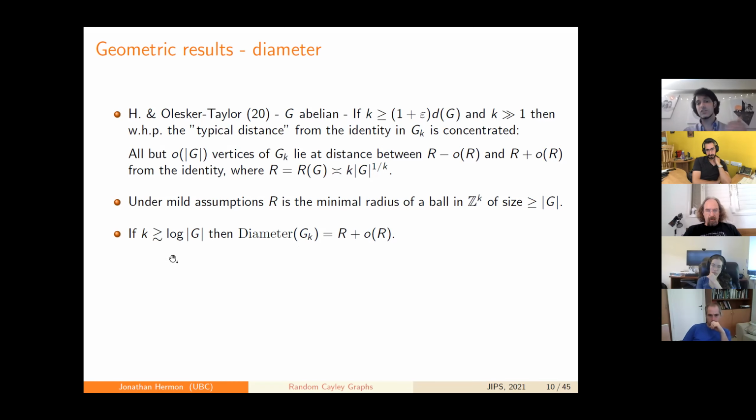But if K is at least logarithmic, we actually improve this to obtain the same thing for the diameter.